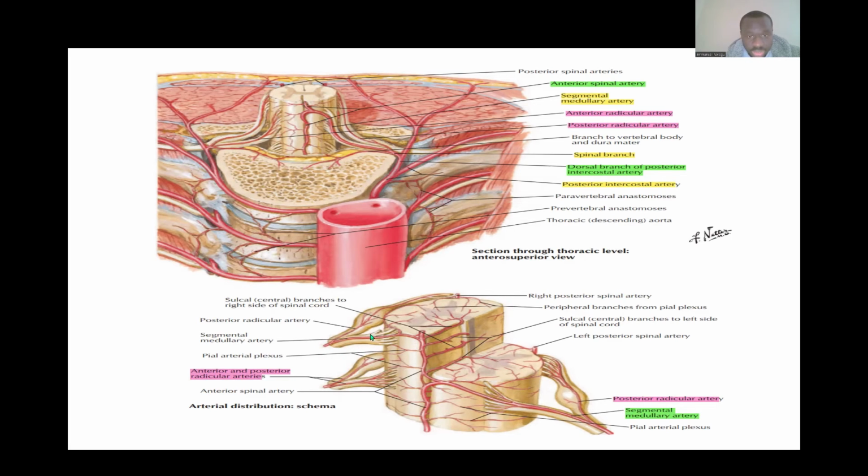We've got the anterior radicular, posterior radicular. And this bigger one is a segmental medullary. If you trace that, it joins the anterior spinal artery, but the radicular branches supply the nerve roots. They contribute to the pia plexus, but they do not anastomose with the anterior and posterior spinal arteries. It's just something to note.